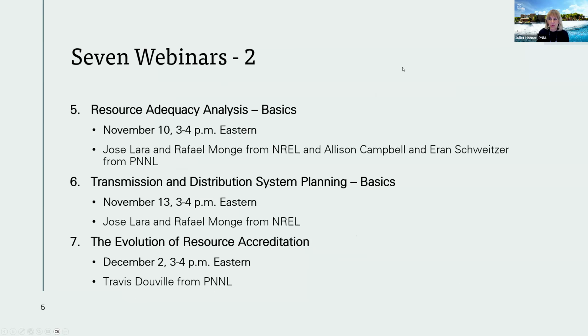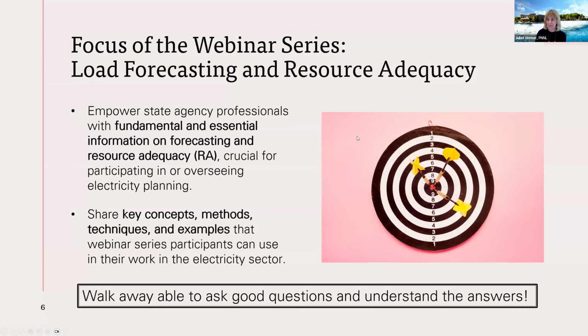From there, we transition to more on resource adequacy. So the fifth webinar will be on the basics of resource adequacy analysis. And then the sixth webinar will focus on transmission and distribution system planning and provide the basics of that. And then the last webinar in the series is on the evolution of resource accreditation, which is a very important part of resource adequacy analysis.